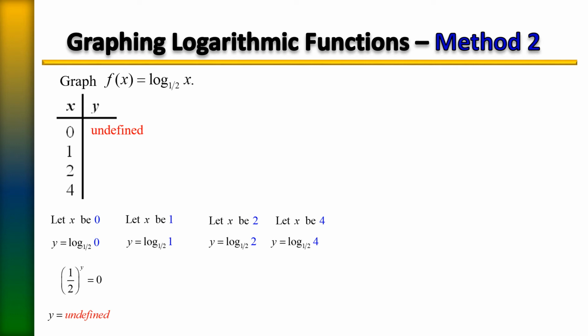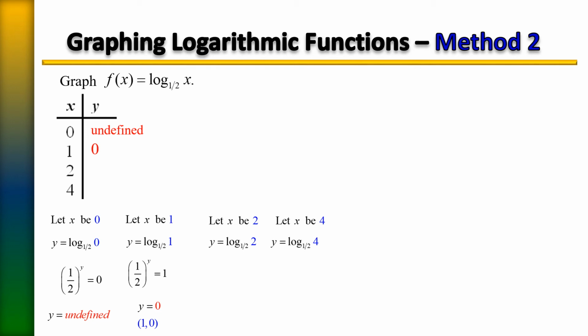Plugging in a 1 in x's place, I'm going to have 1/2 raised to the y power equals 1. So we want to know what number I would have to raise 1/2 to in order to get 1. Well, I can think of 0. Remember, any number raised to the 0 power equals 1. So our y output is 0, so our ordered pair would be 1, 0. And that's right in line with the properties of a logarithm, which means that one of our x-intercepts would be 1, 0.